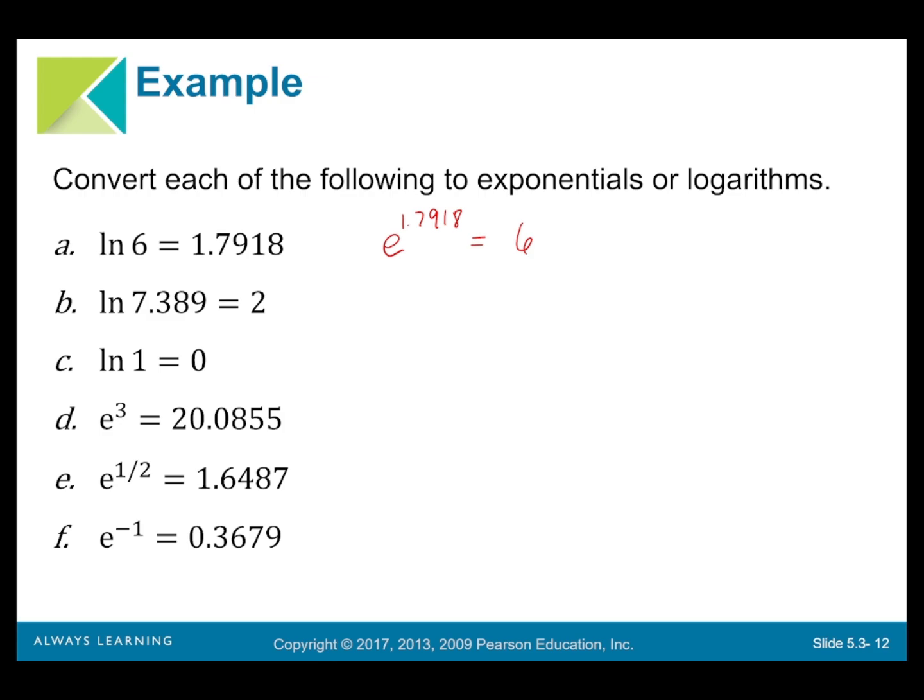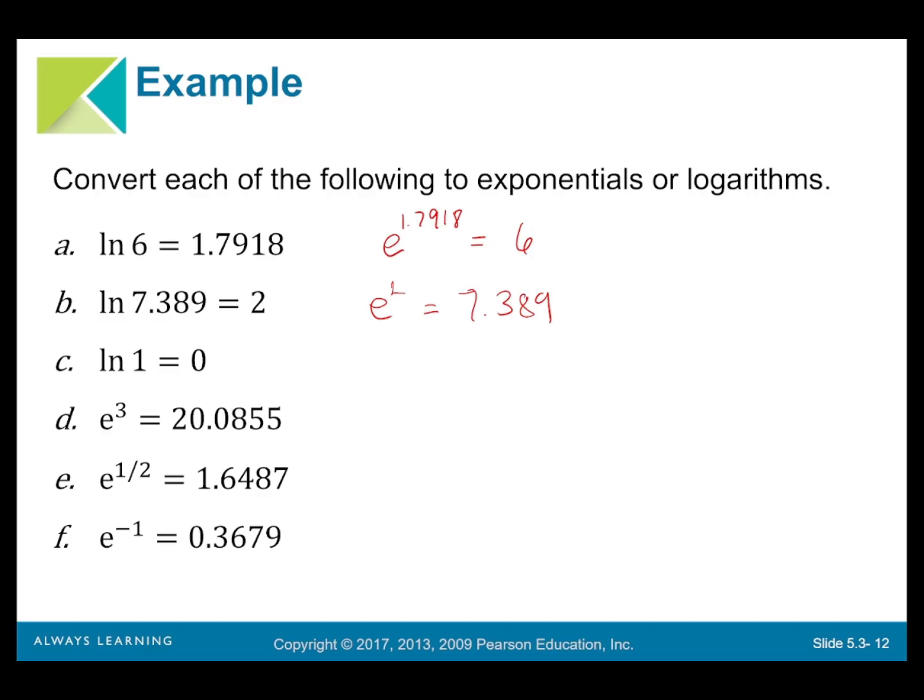Now again, I asked myself, for part B, I have natural log 7.3389. With this one, my base again is e. My exponent is what it equals to. And this, of course, equals what we're taking the log of, 7.389.